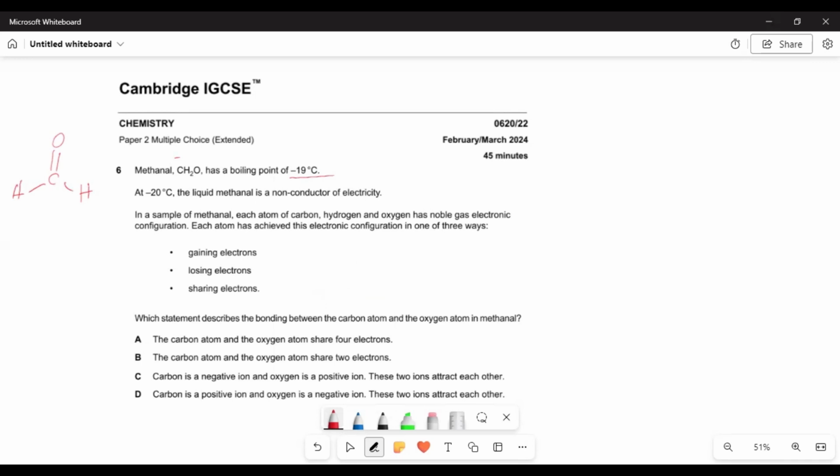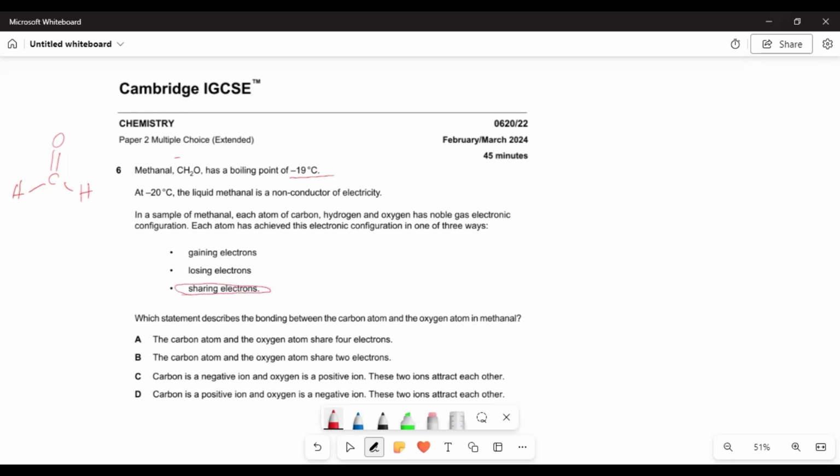At 20 degrees Celsius, the liquid methanol is a non-conductor of electricity. Definitely it shows that there are 4 covalent bonds, so they do not conduct electricity. In a sample of methanol, each atom of carbon, hydrogen, and oxygen has the noble gas electronic configuration. Yes. Each atom has achieved this electronic configuration in one of these ways: gaining electrons, losing electrons, sharing electrons. So the sharing electrons is correct.